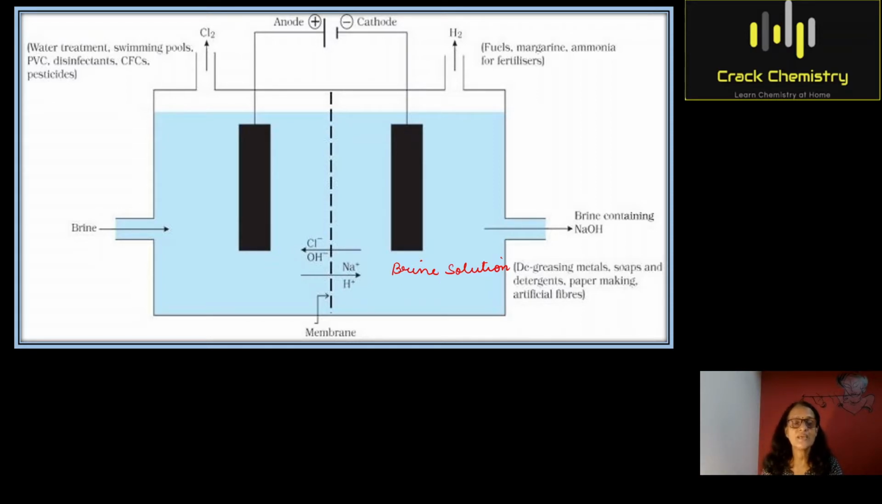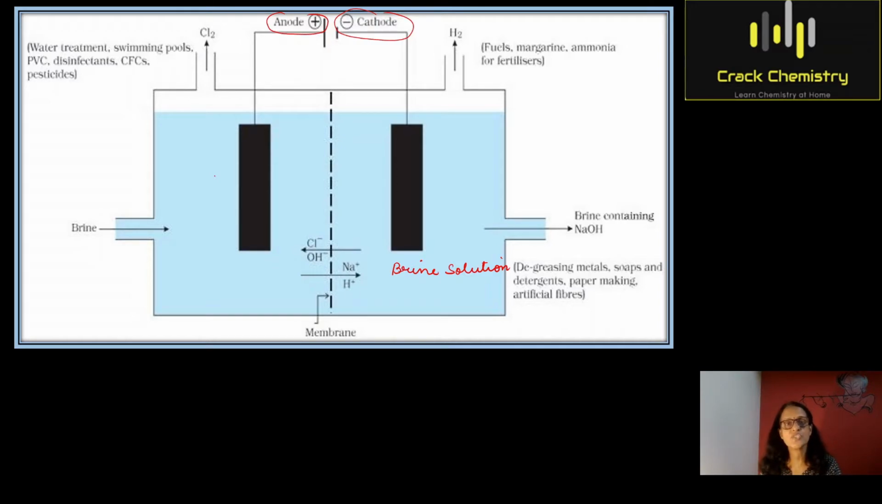Then you can see here that in this tank we have taken two electrodes. The electrode which is connected to the positive terminal of the battery is called anode, and the electrode which is connected to the negative terminal of the battery is called cathode. Okay, then what will happen? When electric current is passed through brine solution, chemical changes will take place.